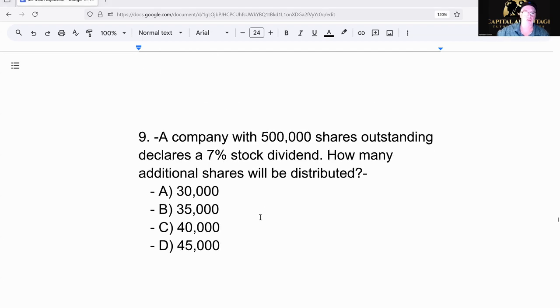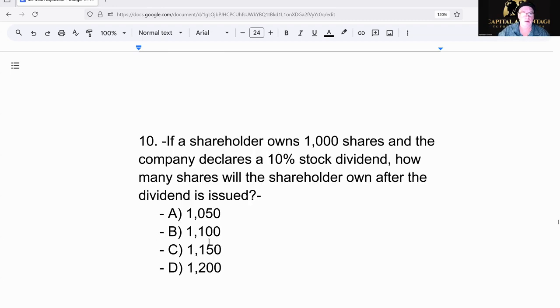Company with 500,000 shares outstanding. Again, they're not asking how many shares we have. They're asking how many more we're kicking out. So we're doing 500,000 times 0.07 or 7%, 35 grand. On to the next one. Again, 10% stock dividend. We do 1.1, 1,000 times 1.1 equals 1,100. That's what we got. I love this.